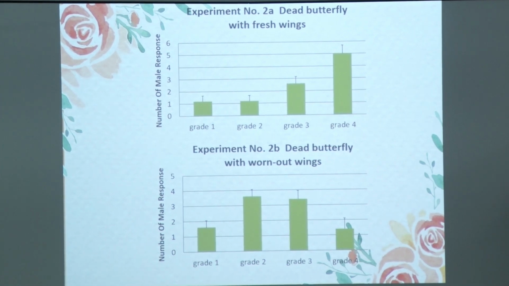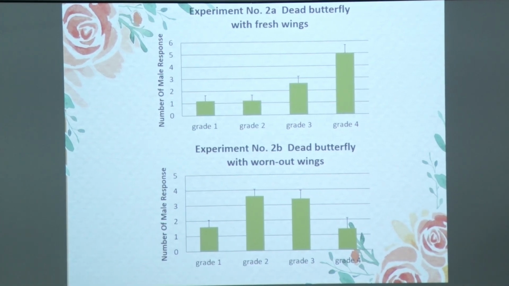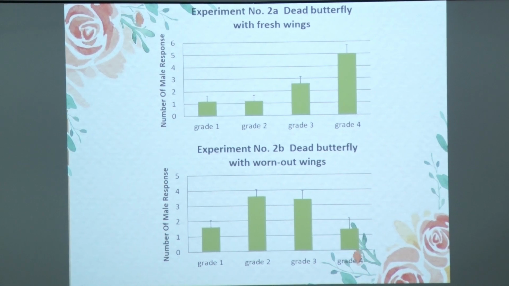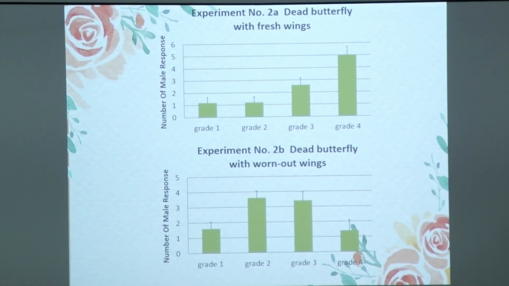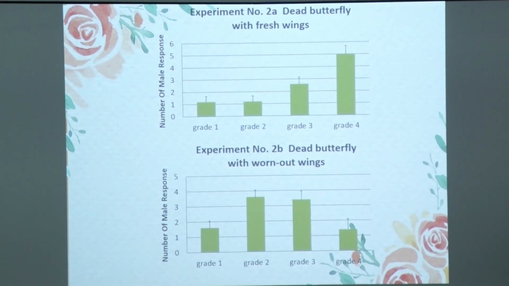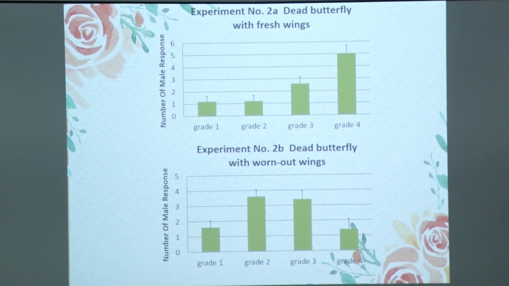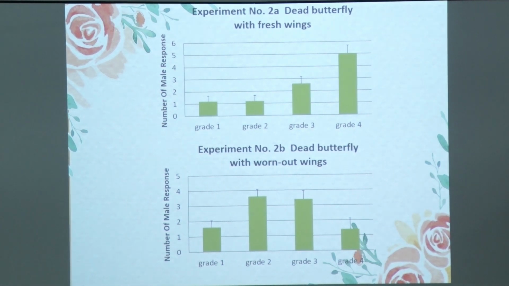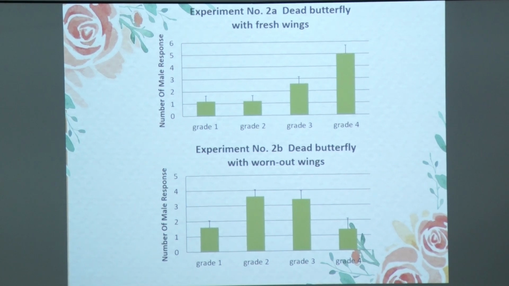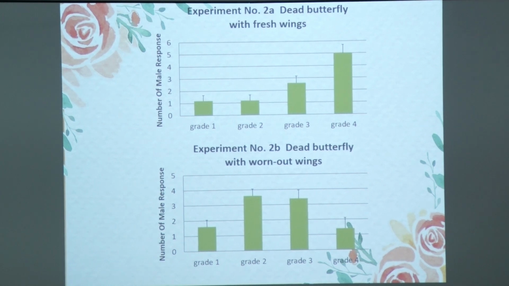Then in the next experiment, we used a dead butterfly as a dummy. When we go for diversity study surveys, we find a number of butterflies that are sometimes trapped in spider webs, or sometimes partially eaten by predators. So we have used them as our dummy butterflies. In this case we used two dummy butterflies, one dummy with fresh wings, and the other with worn out wings. That means the wings were very torn, maybe because a predator had captured it.